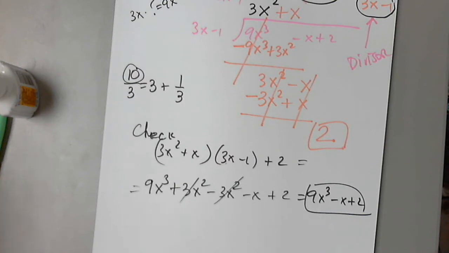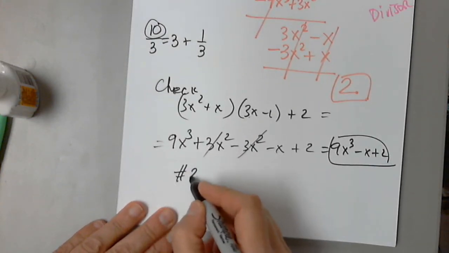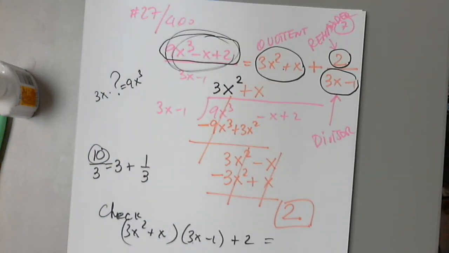Now I would like to choose one example, like let's say 22, because I like to explain something. 22 on same page, 400. Any questions about the long division, please?